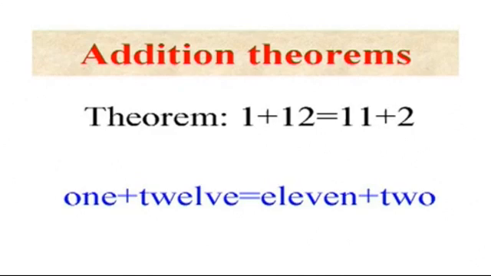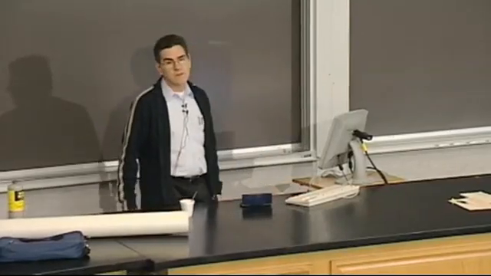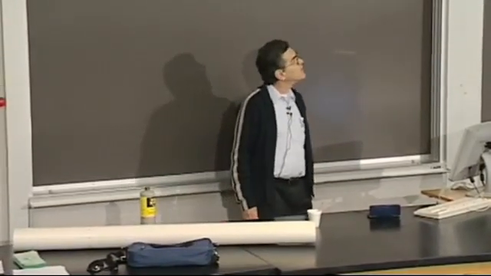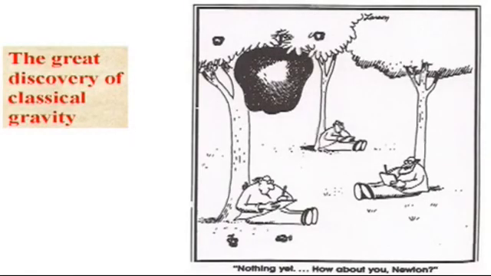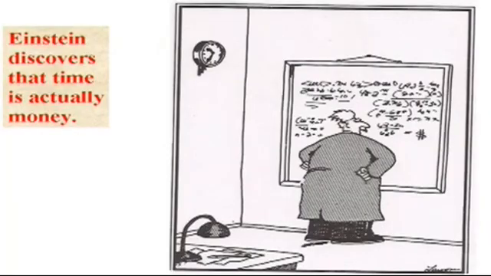And one last example, how you derive addition theorems. If all you do is rearrange the letters in 1 plus 12, you get the letters 11 plus 2, so it must be a correct statement. Well, so much for mathematics. There are lots of important breakthroughs in science that I could talk to you about. For example, the real reason that the dinosaurs became extinct. Or the great discovery of classical gravity, which... but probably the most important discovery of this century was Einstein's discovery that time is actually money.